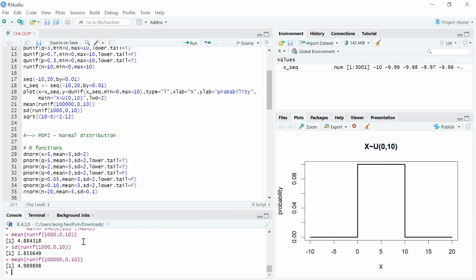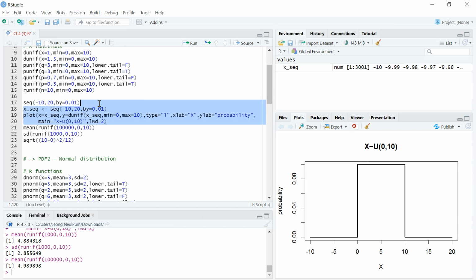So you can also see that as we increase the number of the random samples, we can get a more accurate value as we want. This is a kind of tip that we will deal with as the law of large numbers.